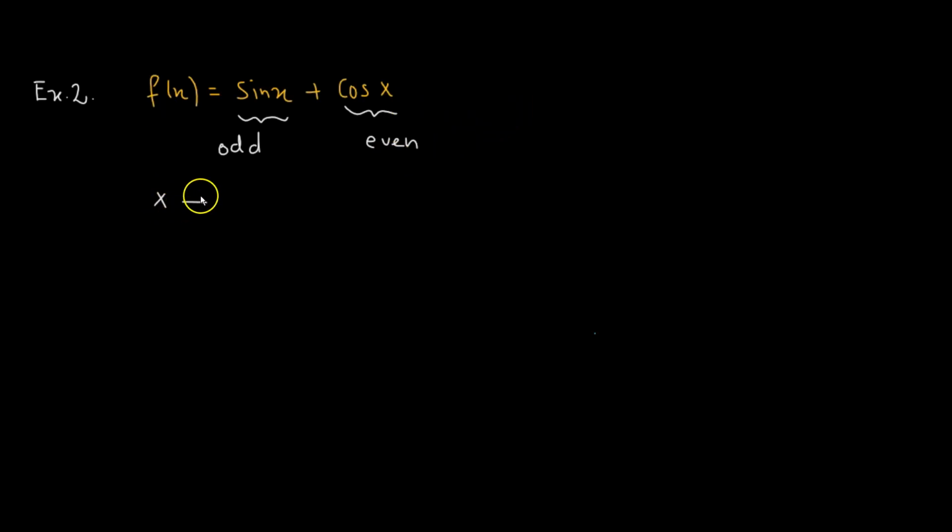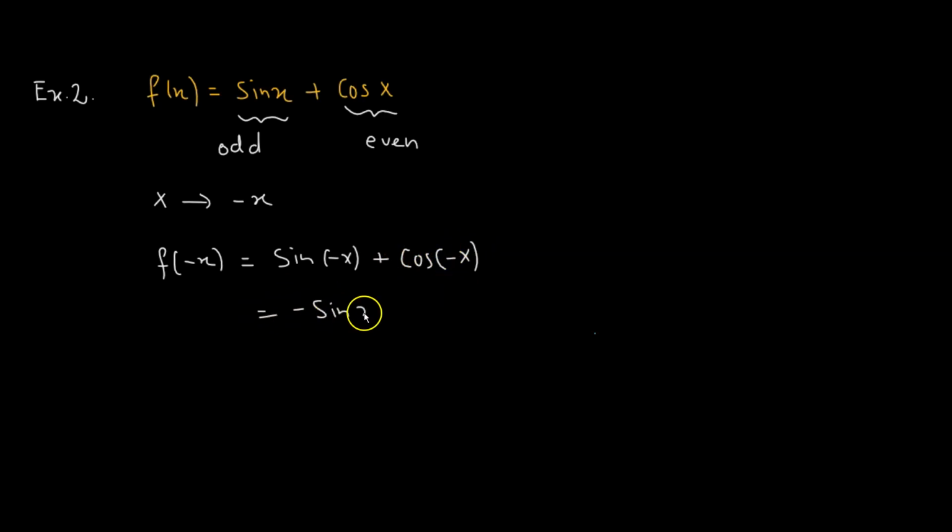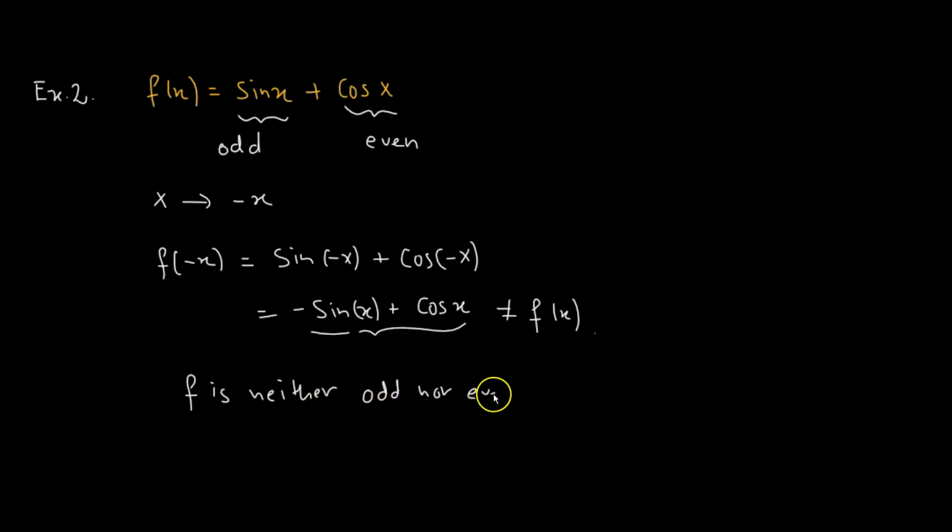We replace x with negative x. That gives f of negative x equals sine of negative x plus cosine of negative x. The sine of negative x is simply negative sine x, and cosine of negative x is simply cosine of x. No matter how we arrange this expression, it's never going to equal our original function f of x. So we say that f is neither odd nor an even function.